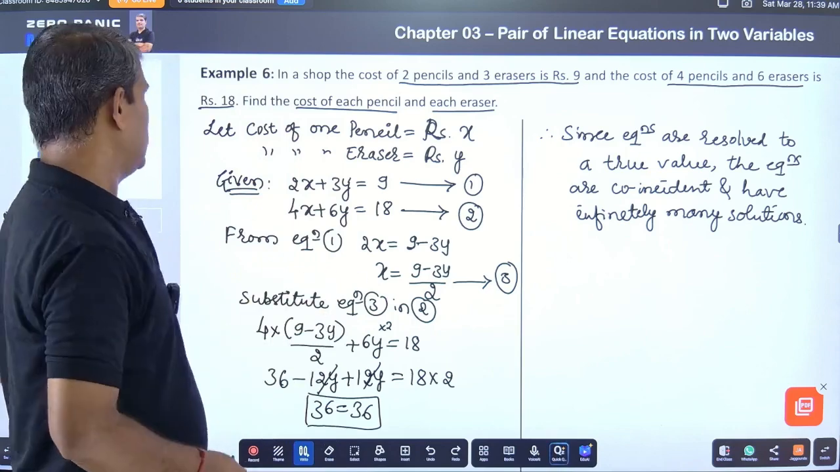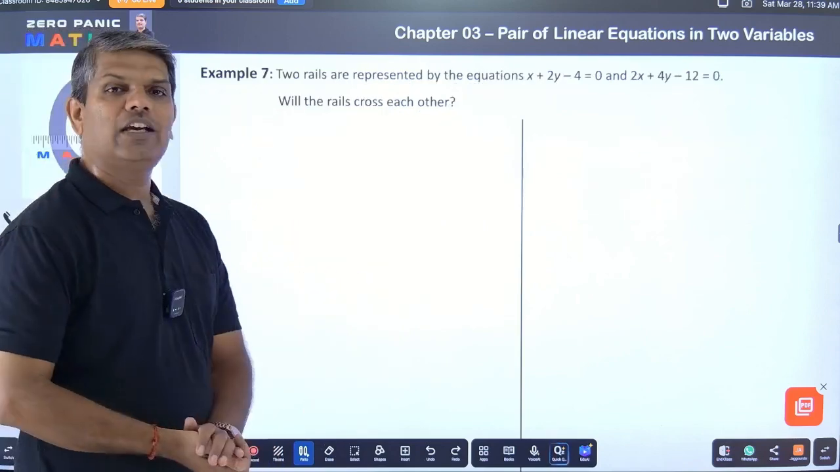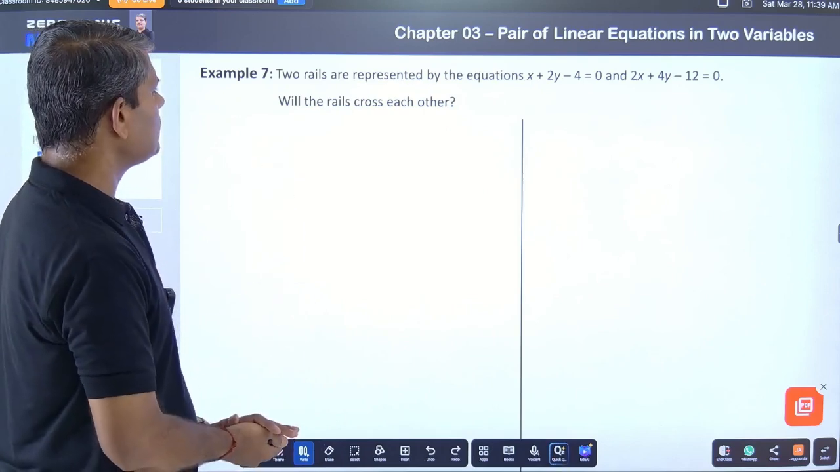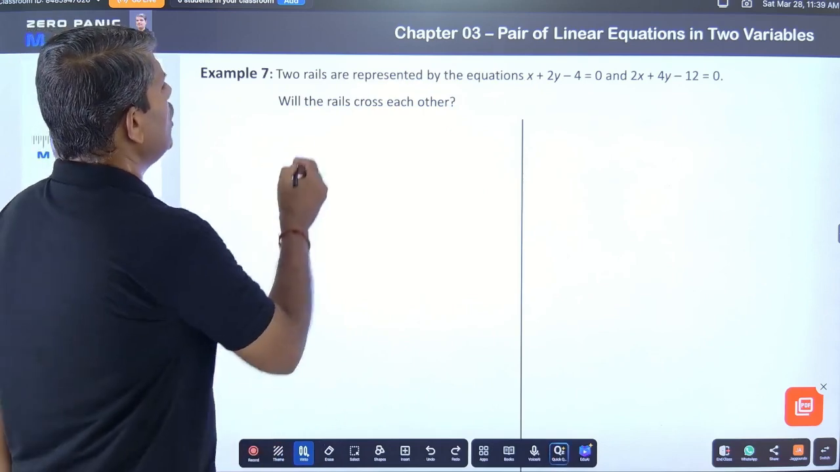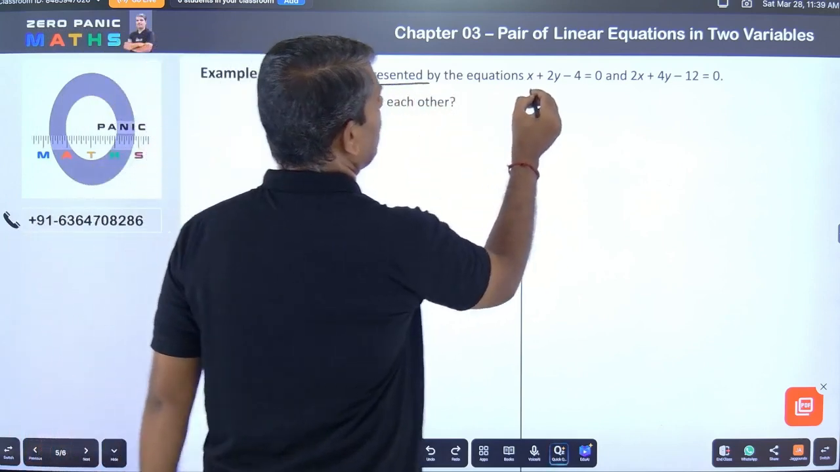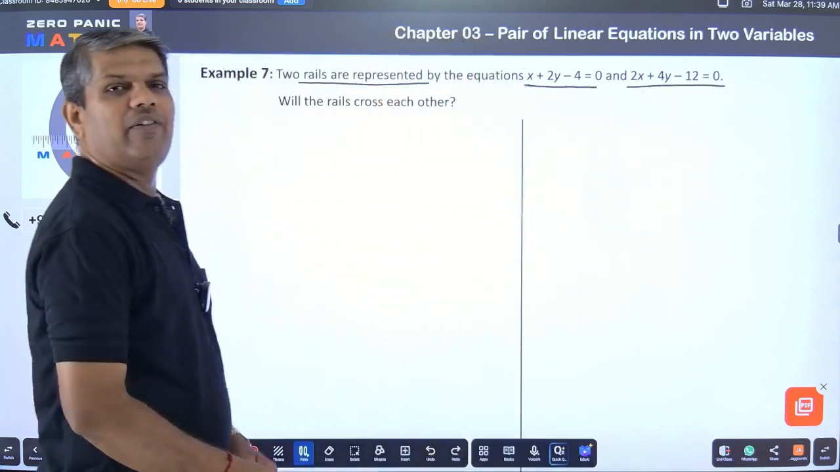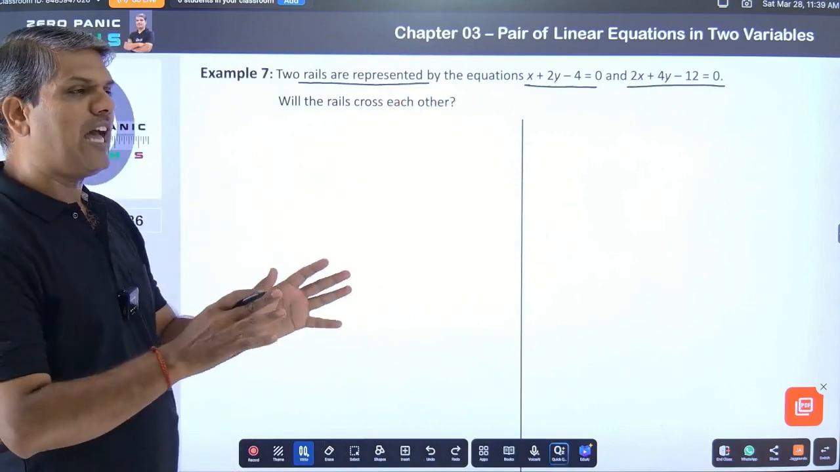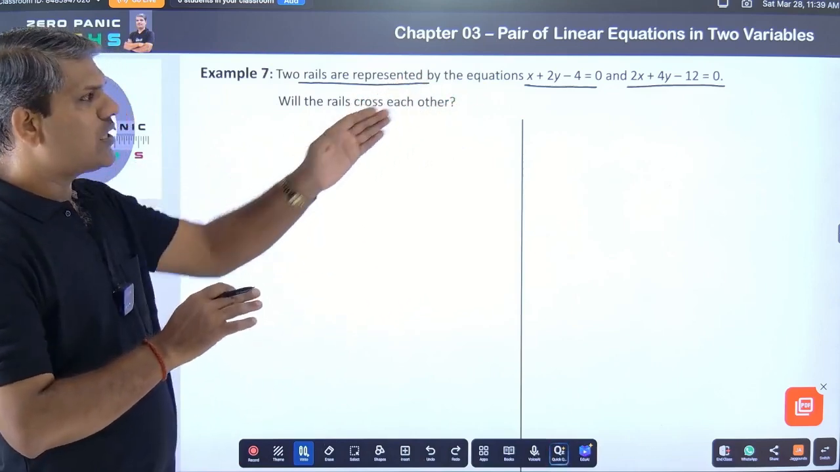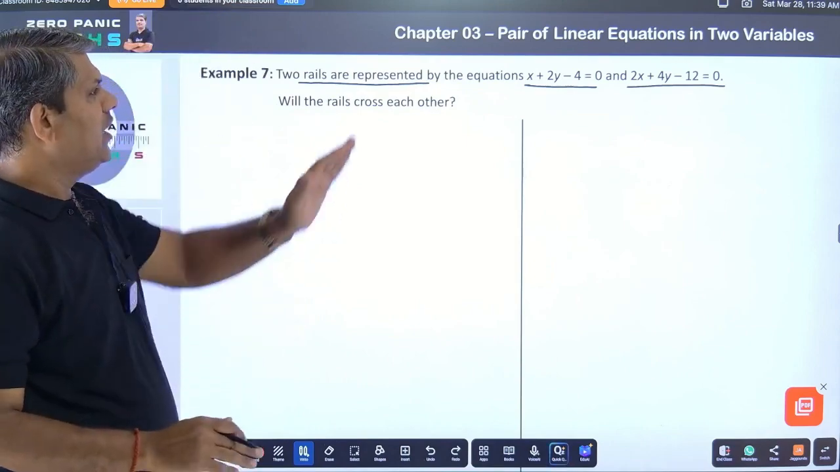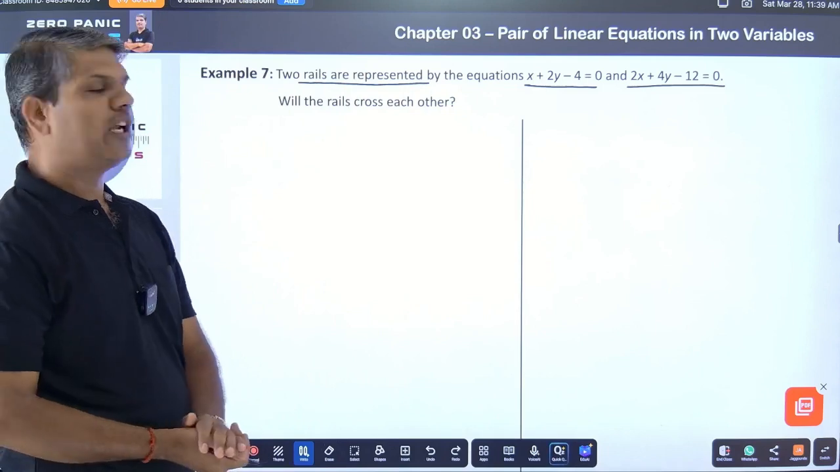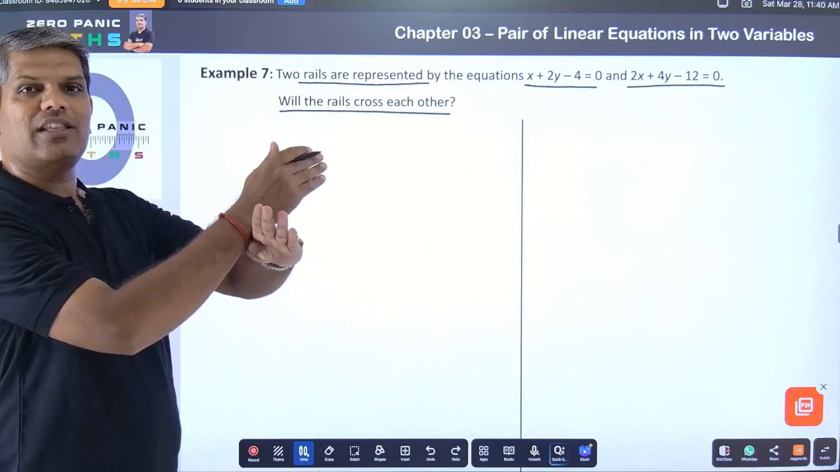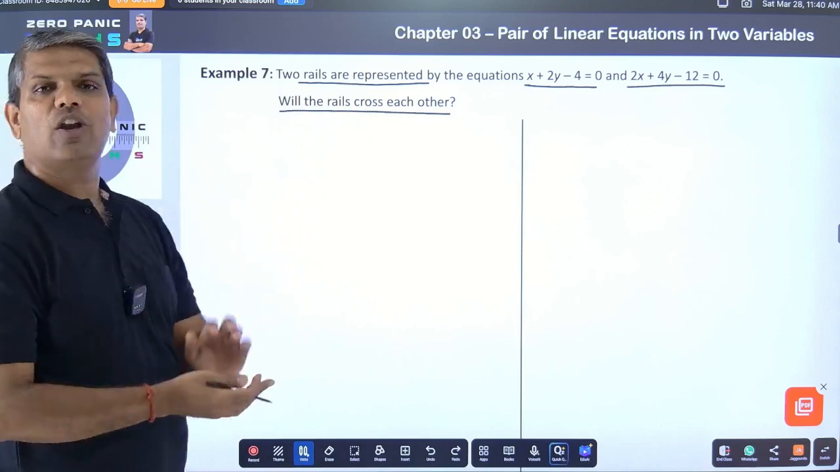Now the second condition where you are going to get a false value. Okay, there might be any such examples. Let us see that. What is the example? Two rails are represented by the given equations. Now you can ask me, how can the rails be represented by the equation? So assuming that those equations are represented by straight lines, we assume that those straight lines are rails only. And what is asked? Will the rails cross each other? What do you mean by that? If the lines are crossing each other, then it means that the rails will also cross each other.